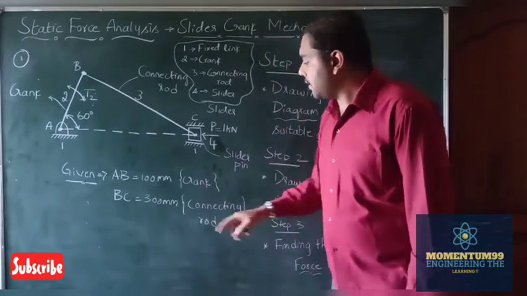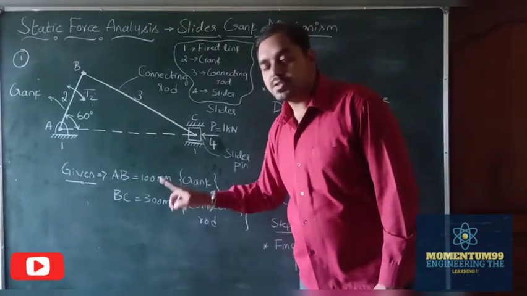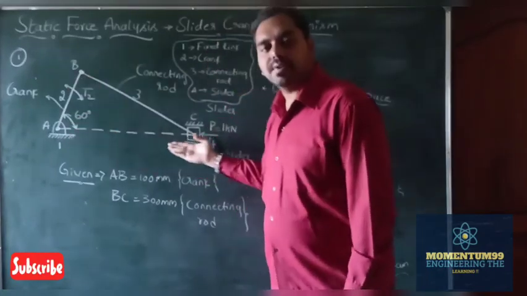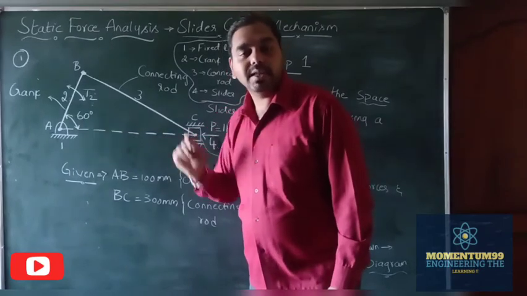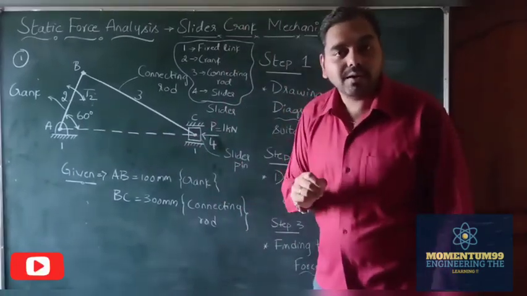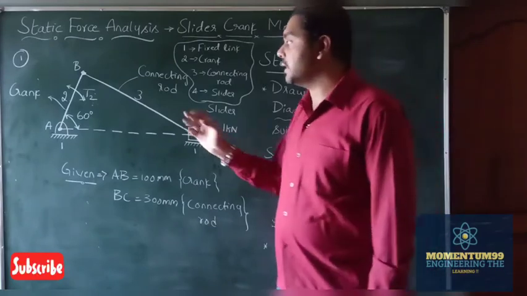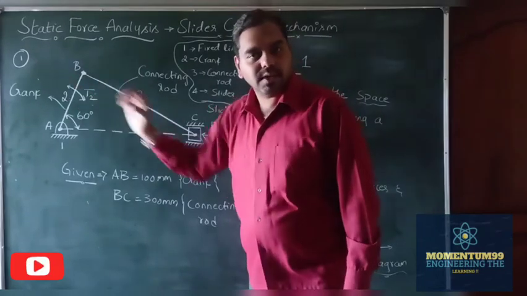Moving on, they have given the length of the connecting rod BC equal to 300 mm, and also one particular thing is the location of this crank from the horizontal reference. They have given the angle equal to 60 degrees, and they will tell this as the location of your crank from the inner dead center equal to 60 degrees. In all those cases, you need to take these angles from your horizontal reference in the anti-clockwise direction.